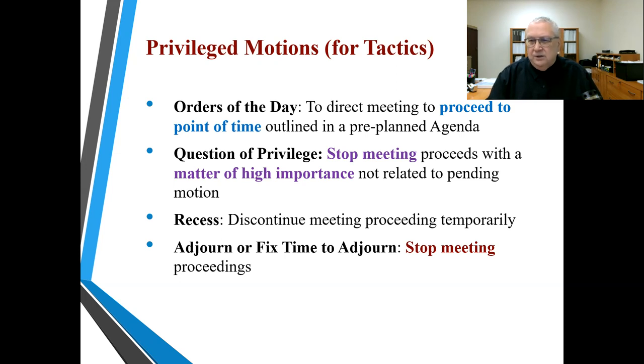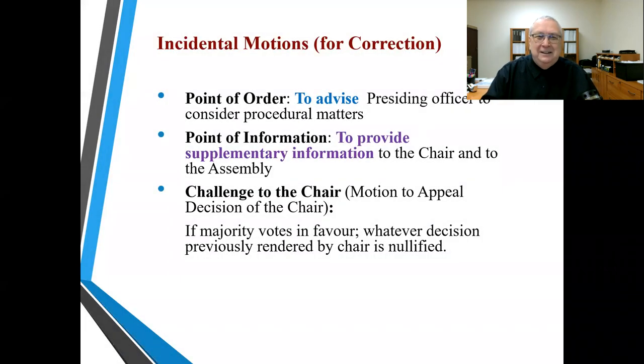Right of recess, which is really just a temporary pause, and a very interesting tactical tool. Motion to adjourn or fixed time to adjourn, which is like a ticking time bomb. 9 o'clock, poof, the meeting's over. And there's no discussion, no debate, because you've already done that. You set a motion to adjourn the meeting at a specific time, and all someone has to do is call orders of the day. If you're beyond that time, the meeting is over. That's all it is.